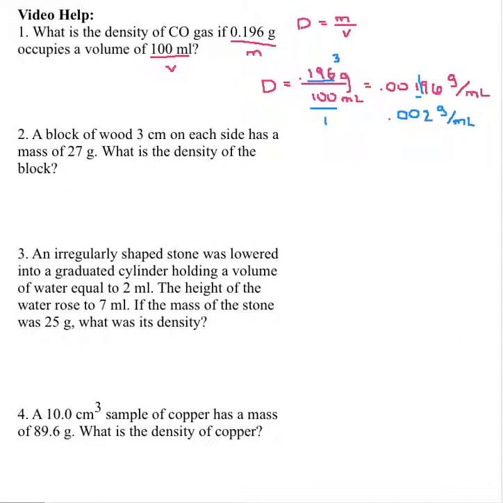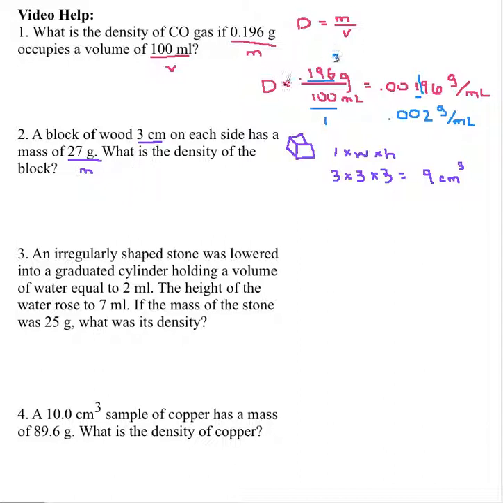All right, for the next problem, a block of wood. So one side is 3 centimeters. Okay, since it's a block, we can assume it's a cube, right? So little cube, very cute. So to find the volume of this, it's going to be length times width times height, which are all 3. So 3 times 3 times 3, which is 9. Now, unit-wise, since I multiplied centimeter by centimeter by centimeter, this is going to be 9 centimeters cubed. Okay. The mass is 27 grams.